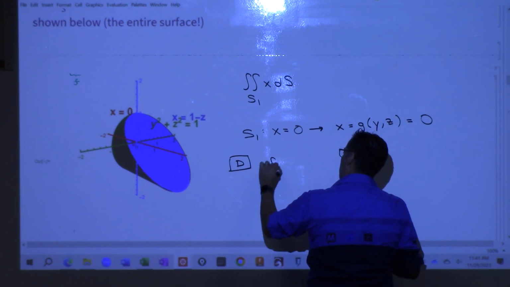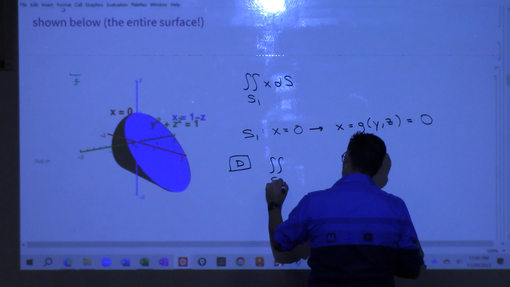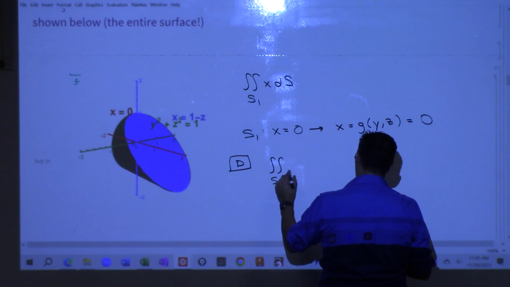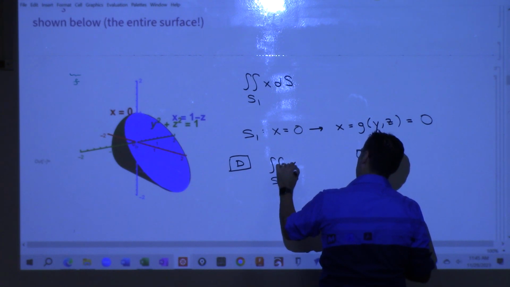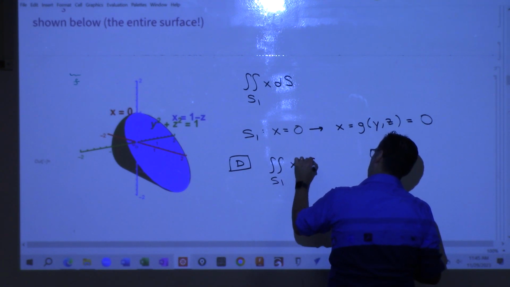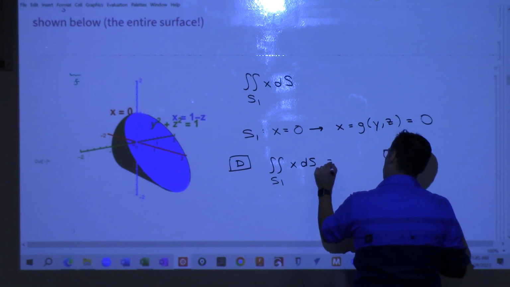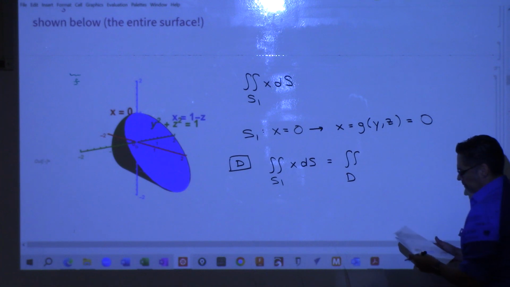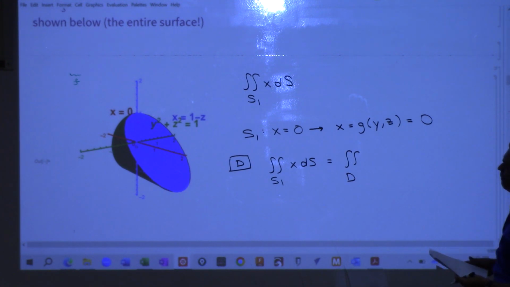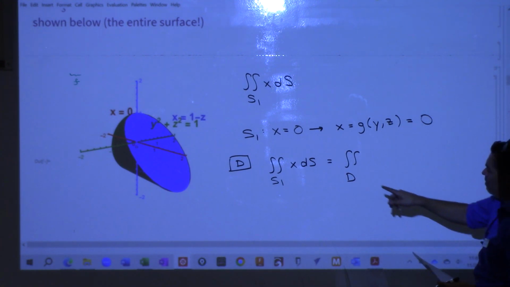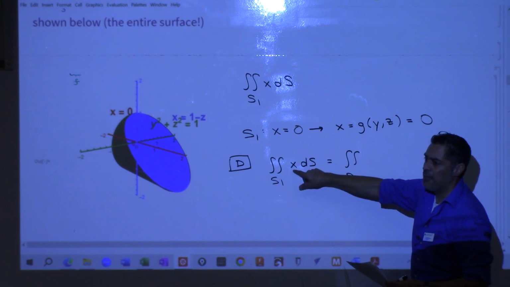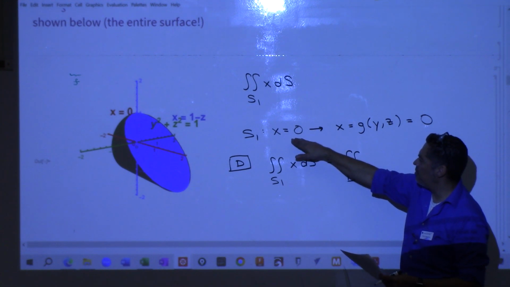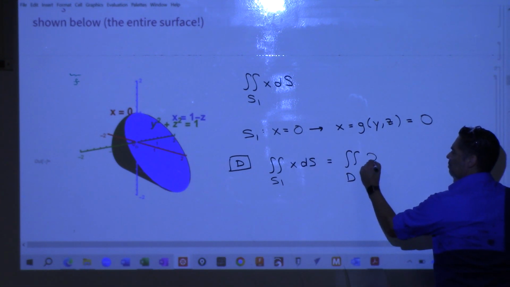I'm doing the double integral over S1 of the function. What is our function? x, dS, will be equal to the double integral over D of the function evaluated on this surface. But what is the value of x on this surface? 0, right?